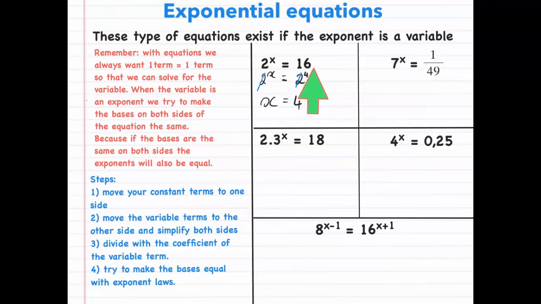Sometimes we are going to need to make use of exponent laws and definitions, like in this example. Again, we already have the variable term equal to a constant term. But now, I want to make 1 over 49 equal to 7. So here we have basically 7 to the power of x, which is my variable term because x is in this term. And when x is an exponent, we're trying to make the bases the same. So let's use a definition quickly.